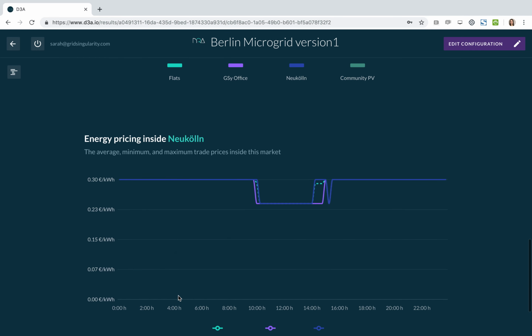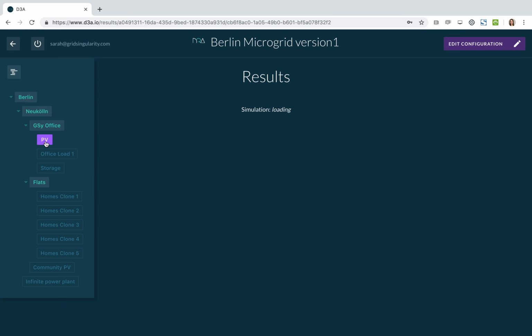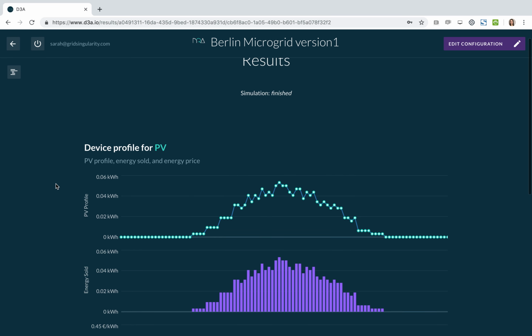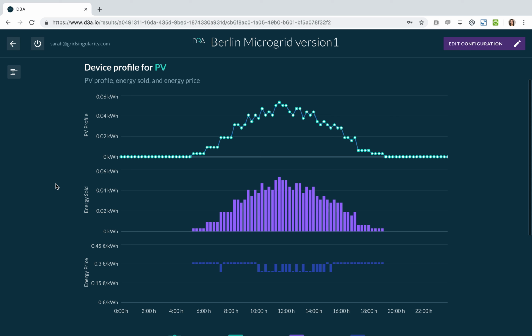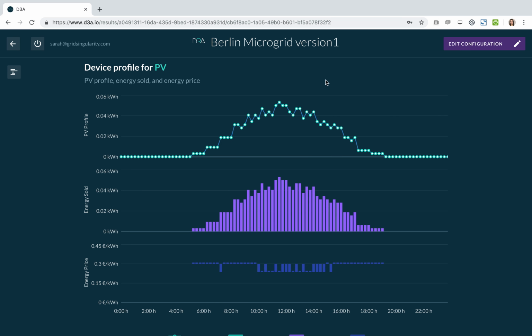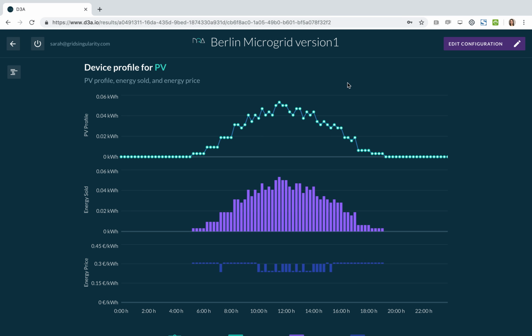So now I think you have a good idea of the graphs for the different areas and markets. Now let's look at specific devices. So inside the GSY office, if we click on PV, we have these specific device results for the PV. So the first graph shows what was the actual PV profile. And you can think of this as the forecast of expected PV production. And so based off this forecast, the trades were scheduled.